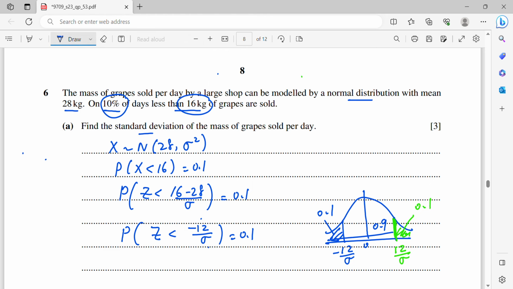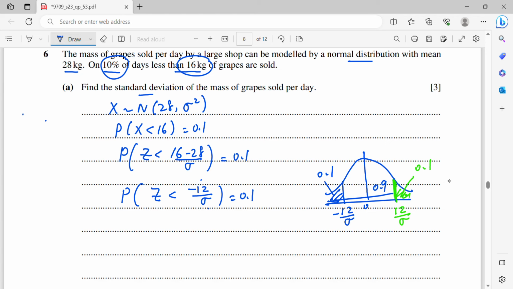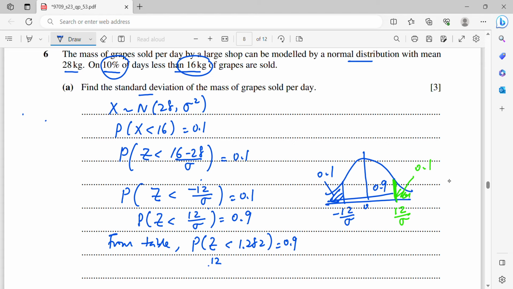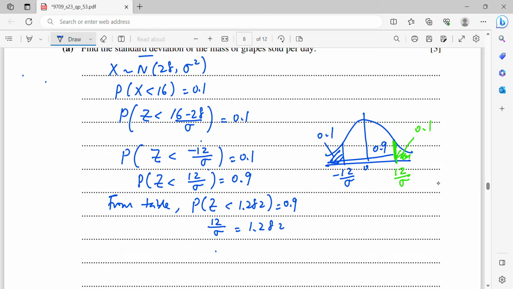So that the total probabilities or total area under the curve is 1. So now I will write P(Z < 12/σ) = 0.9. Then from the normal table, P(Z < 1.282) = 0.9. Then 12/σ is 1.282. Then you can get the sigma by moving it to the right side. So sigma will be 12 divided by 1.282, which is 9.36, correct to 3 significant figures.